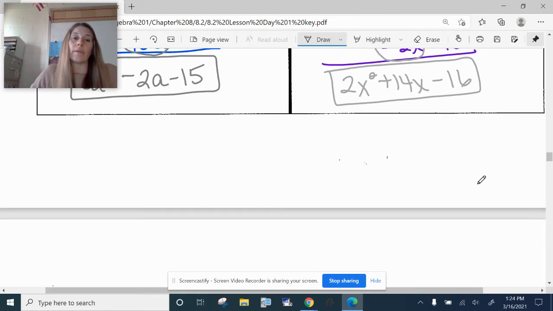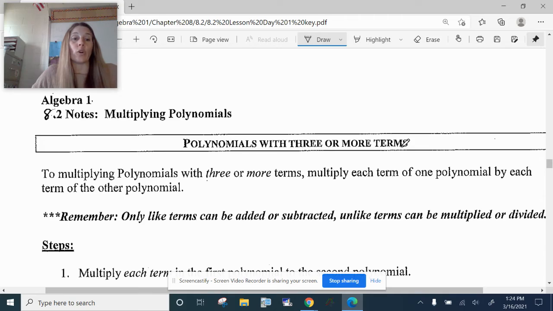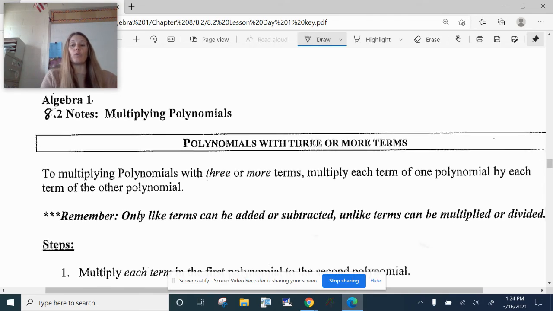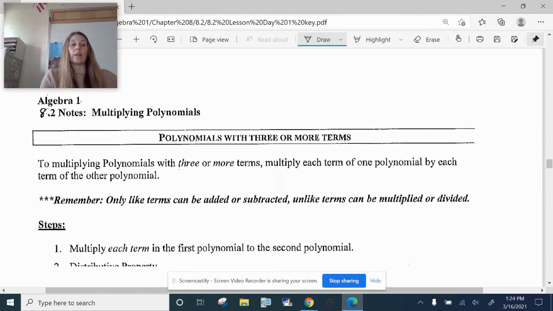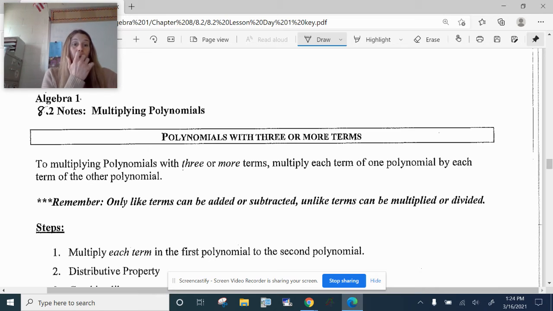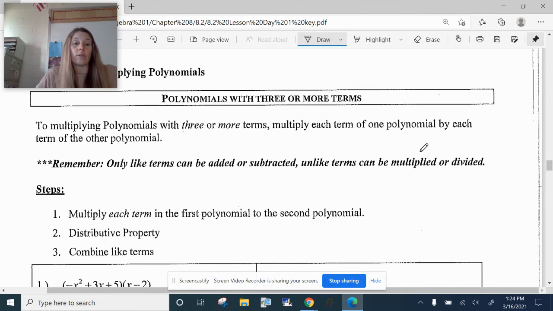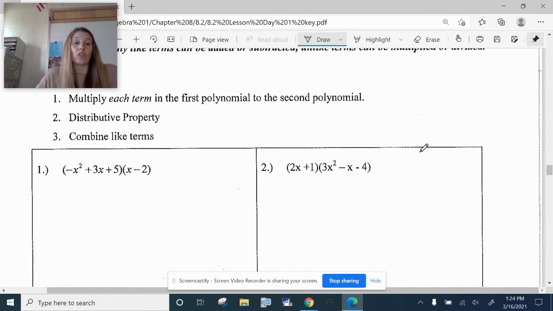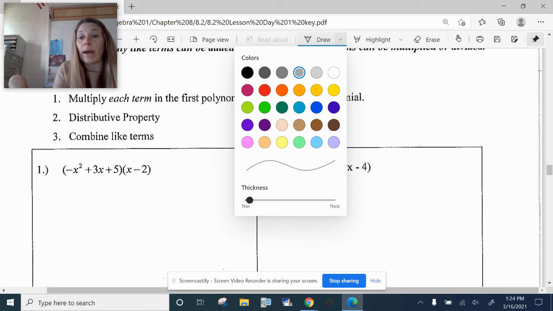Okay, so far we've only worked with binomials, but sometimes you will have larger polynomials, like maybe a trinomial, or maybe just a 4 or 5 term polynomial. So the process is still the same thing. You're just using that distributive property as many times as you need to get everything in the first set of parentheses multiplied to everything in the second set. Then you combine like terms.